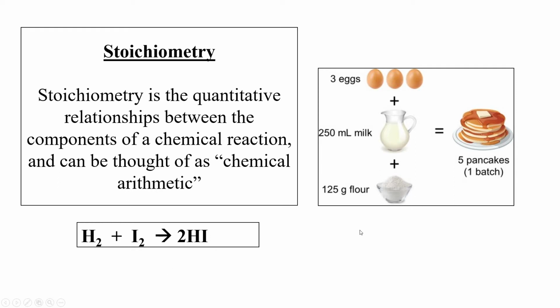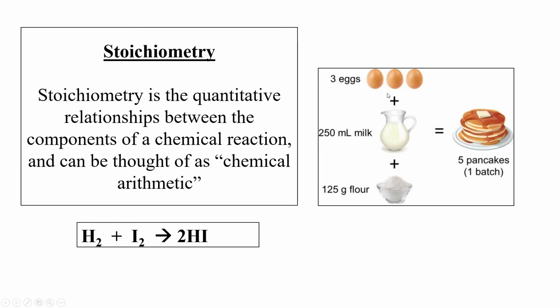We can understand stoichiometry with the help of this pancake recipe that I have here. And you will see that basically we use stoichiometry in our everyday life a lot. So per this recipe, we have to use 3 eggs to make a batch of 5 pancakes. Now, for instance, if I want to make 2 batches, means 10 pancakes, what should I do? How many eggs should I use for that?